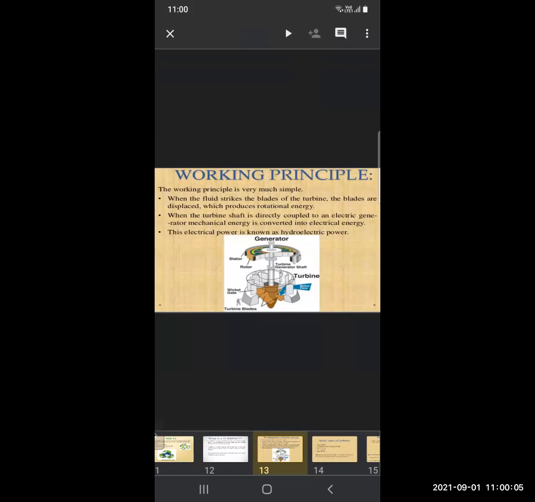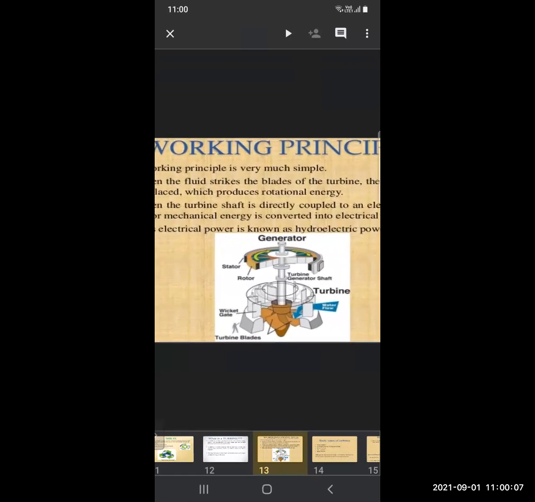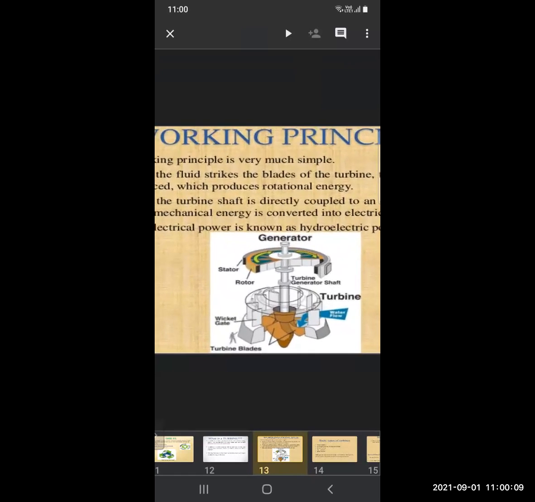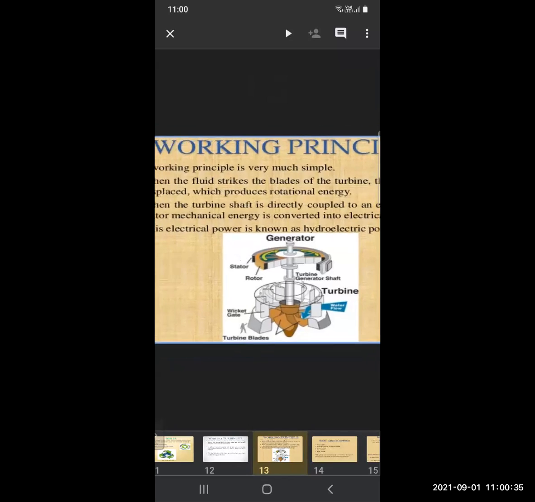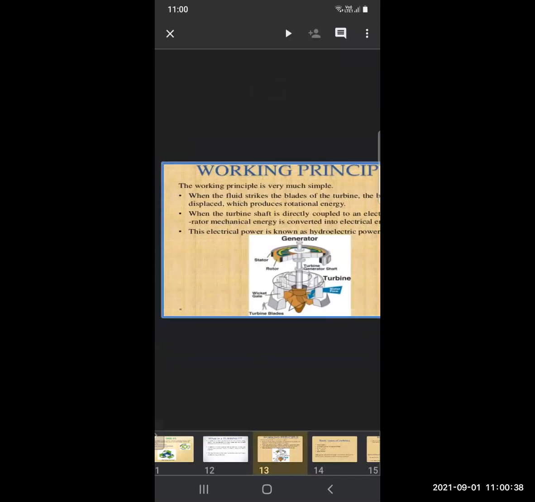Okay. This is the turbine. You may see the turbine blades are shown in orange brown color. Then turbine, generator shaft, rotor, stator, wicket gate. Okay, and this is the water flow coming in, and with the force, the blades are rotating. So this is the working principle of a turbine.